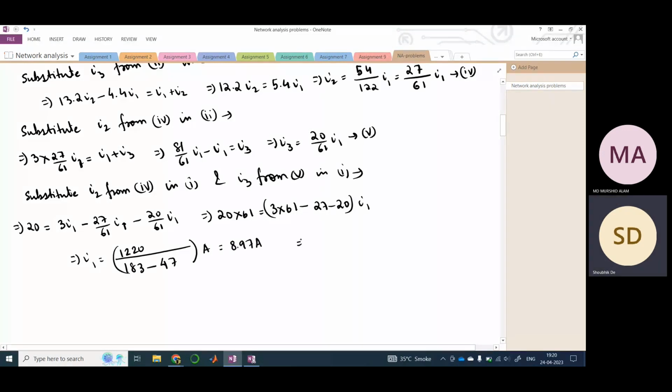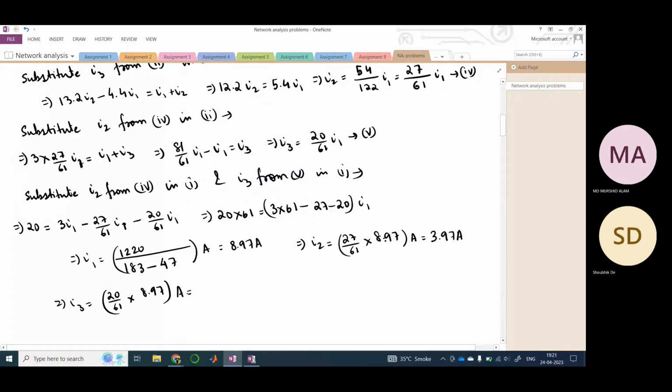Once you find out I1, remaining two are very easy. So I2 would be what? I2 would be 27 into 61 into 8.97, right? So it is around 3.97 amperes, and I3 would be 20 by 61 I1, so 20 by 61 into 8.97. So it comes around 2.94. So these are the three required answers.